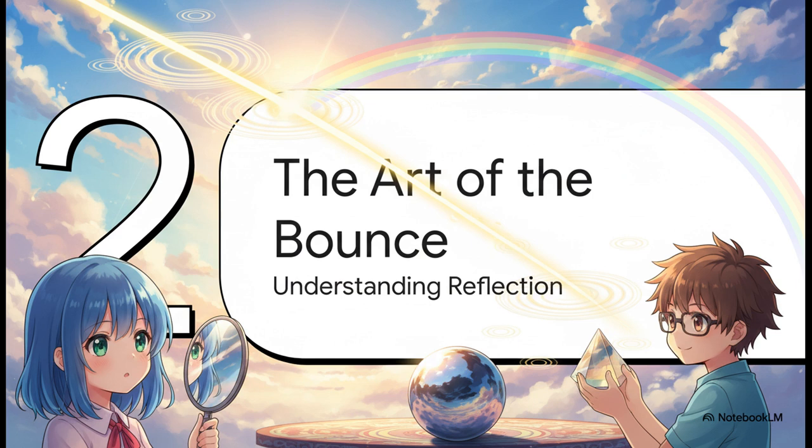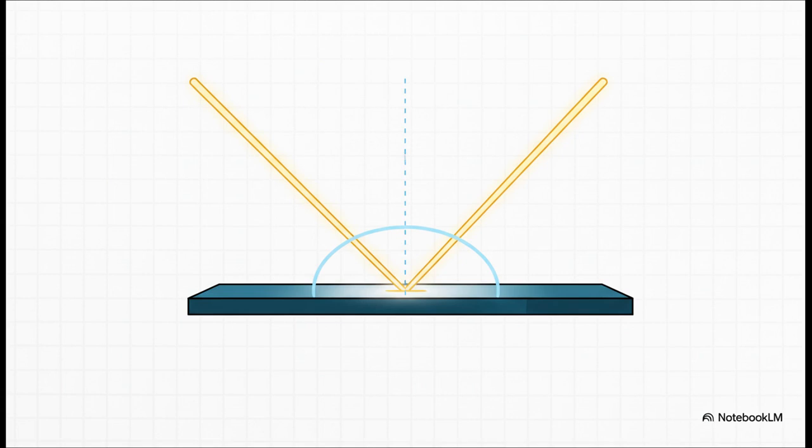Well, that brings us to our first big concept, the art of the bounce, or, as the physicists call it, reflection. Now, this isn't random. Light follows two really simple rules. First, the angle it hits a surface at is the exact same angle it bounces off at. You can think of it just like a pool ball hitting the cushion. And second, the incoming ray, the bounced ray, and the surface normal are all on the same flat plane. Super simple, super predictable, and, as we'll see, super powerful.